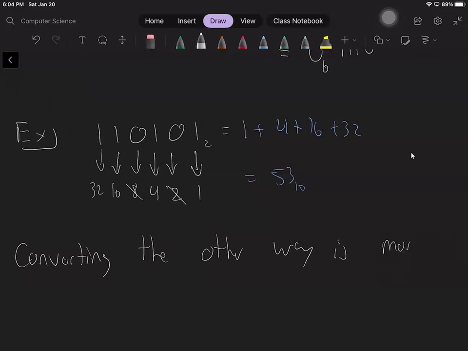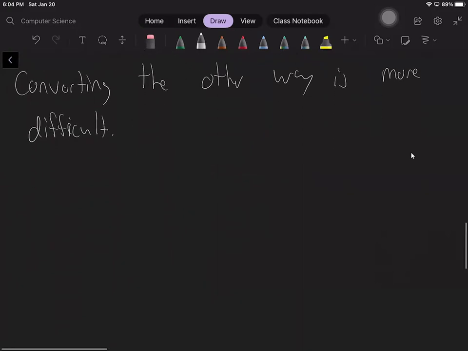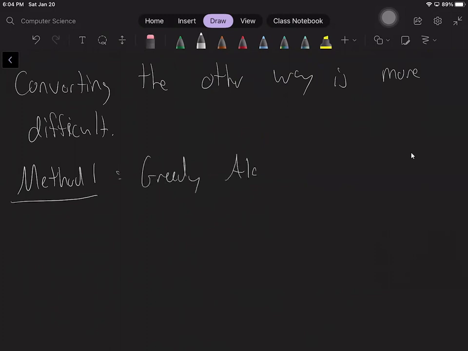I guess it's not more difficult, it just takes more time. So the first method is called the greedy algorithm, which usually just means it takes as long as possible. It's just the brute force method, as another way of saying it. You just do all the necessary work with no shortcuts.